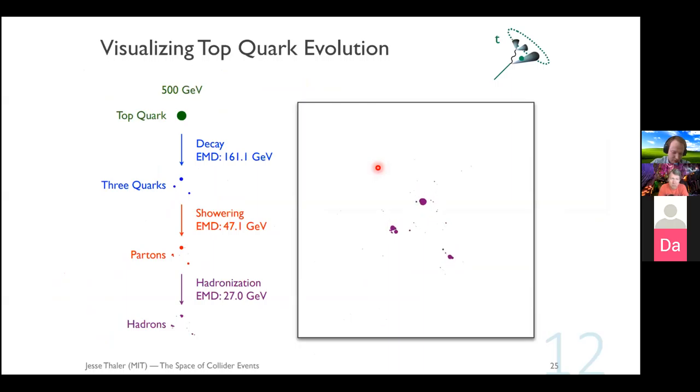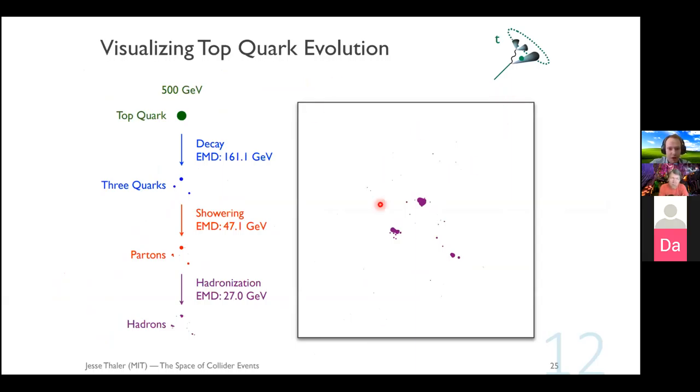This distance measure corresponds to real physics, in the sense that the hierarchy of distances between jets corresponds to hierarchies in energy scales associated with the physics of jet evolution.